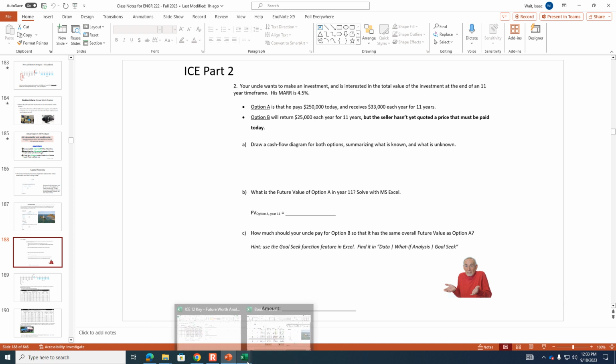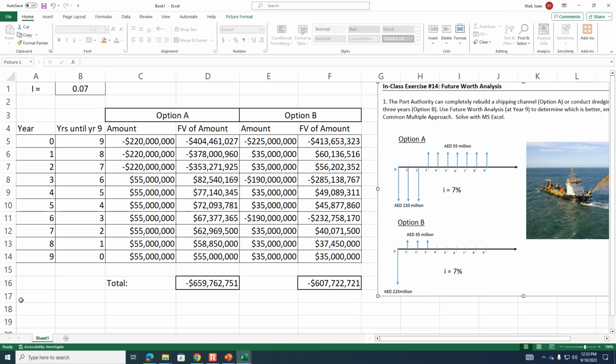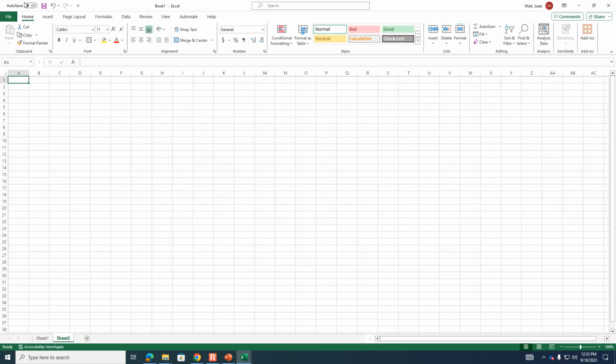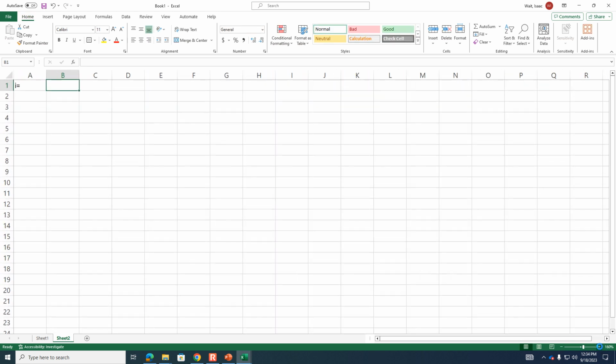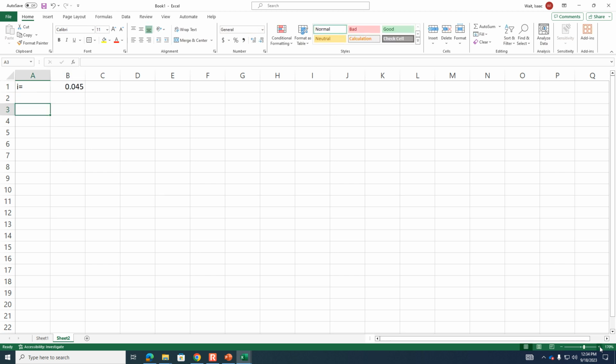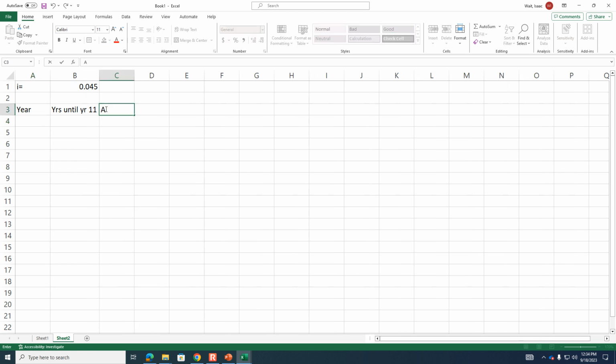So let me show you what the cash flow table would look like for that comparison of alternatives. I'll just create another workbook in here. Okay, so the interest rate that's applicable in this problem is 4.5%, so 0.045. And then we're going to have year. Since this is a future value problem, I think it's useful for us to have years until whatever the specified future value is, which is 11 years. And then we're going to have amount, FV of amount, and then the 2 options that we're comparing, option A and option B.